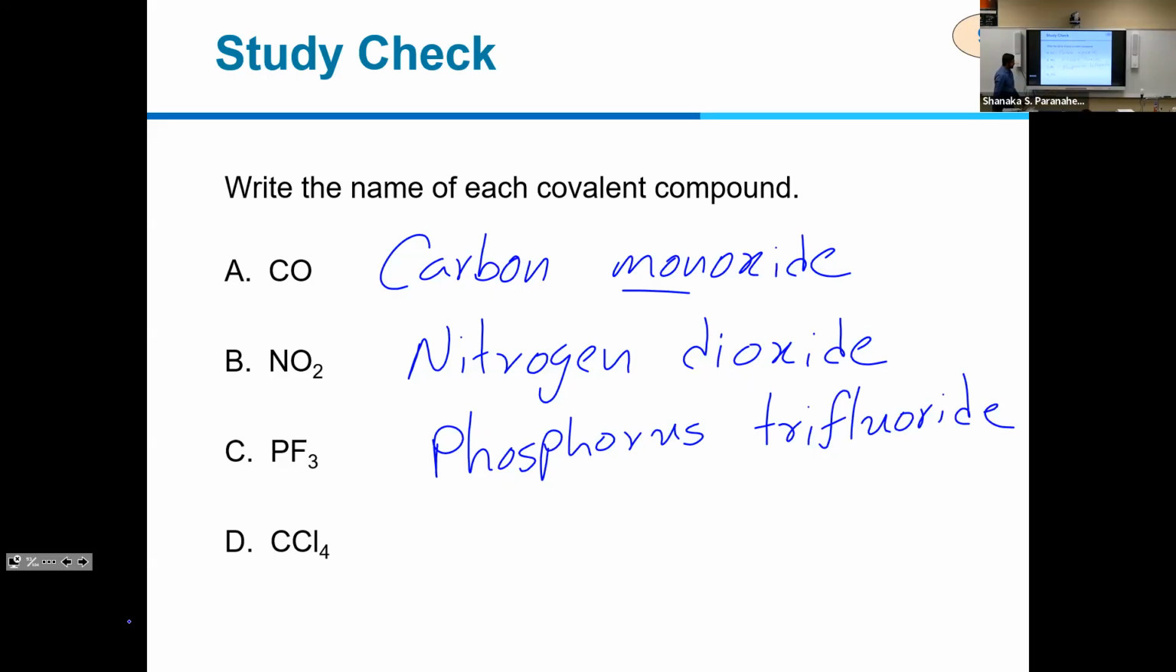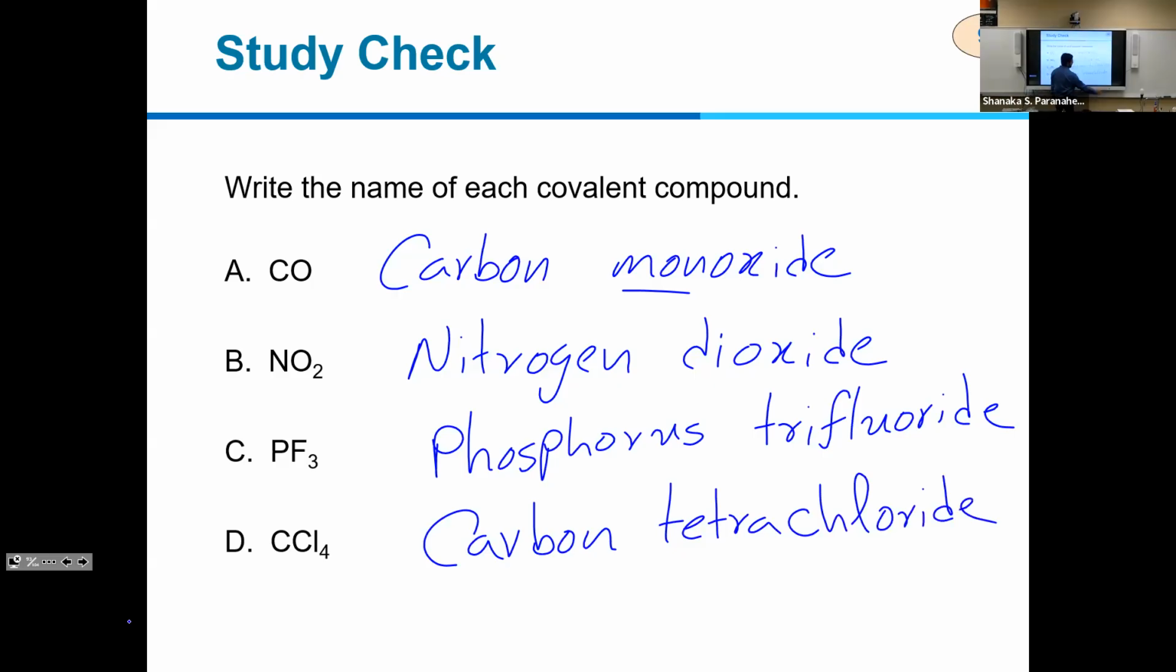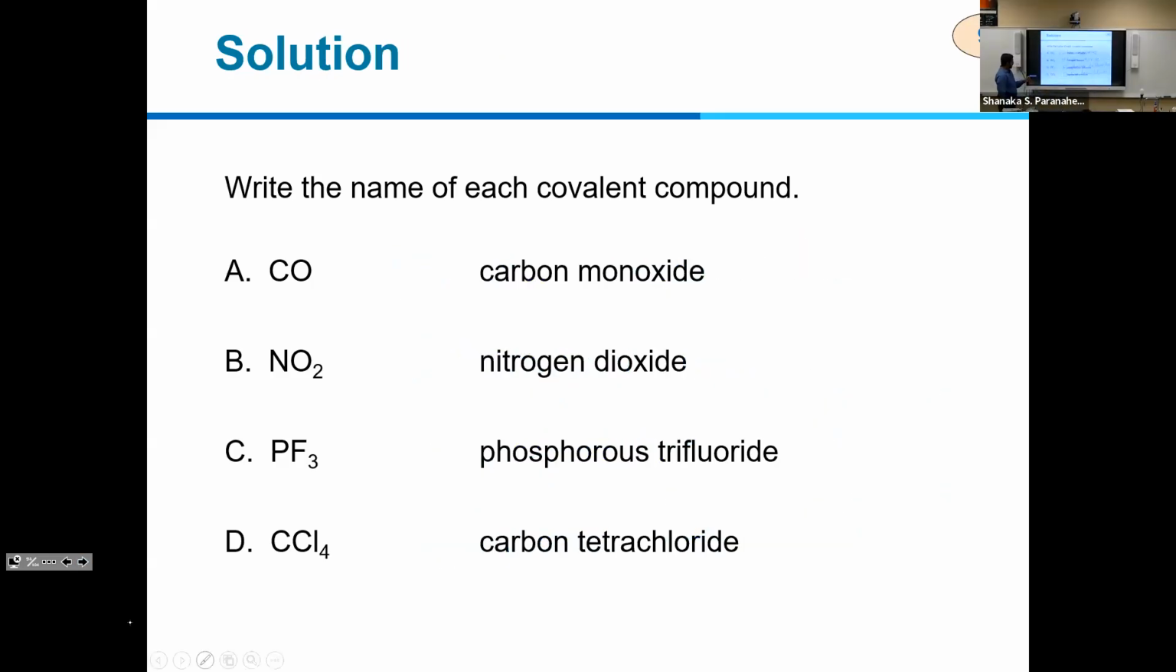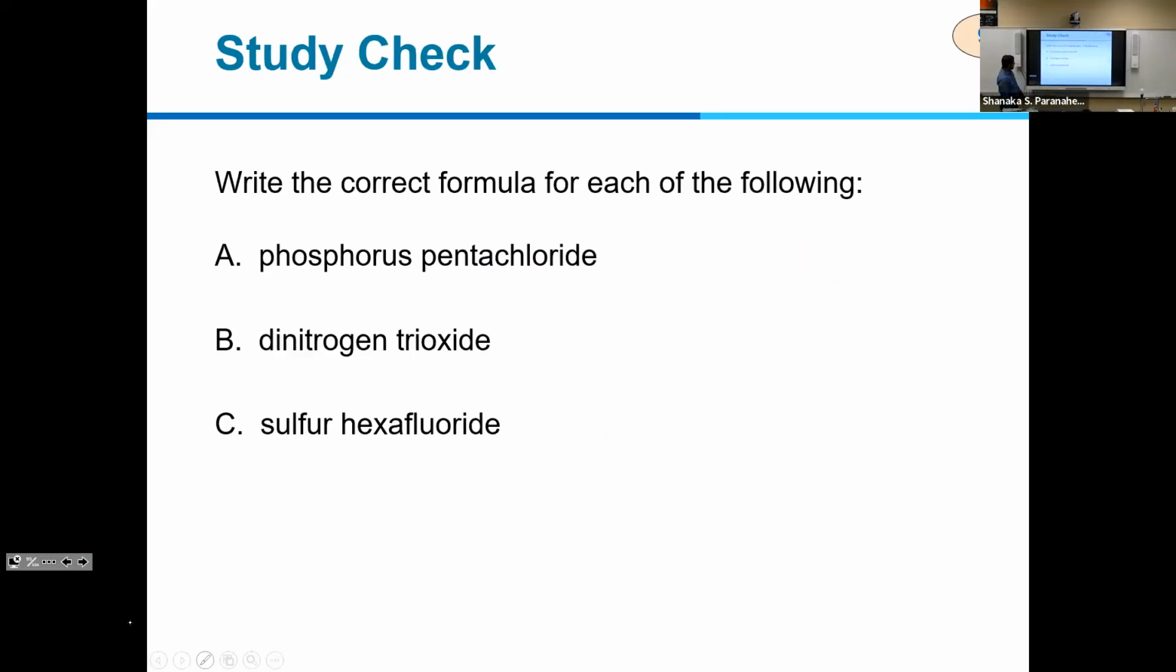Last one we did it. So carbon tetrachloride. Again, based on the formula, based on the name, we can write the correct formula.